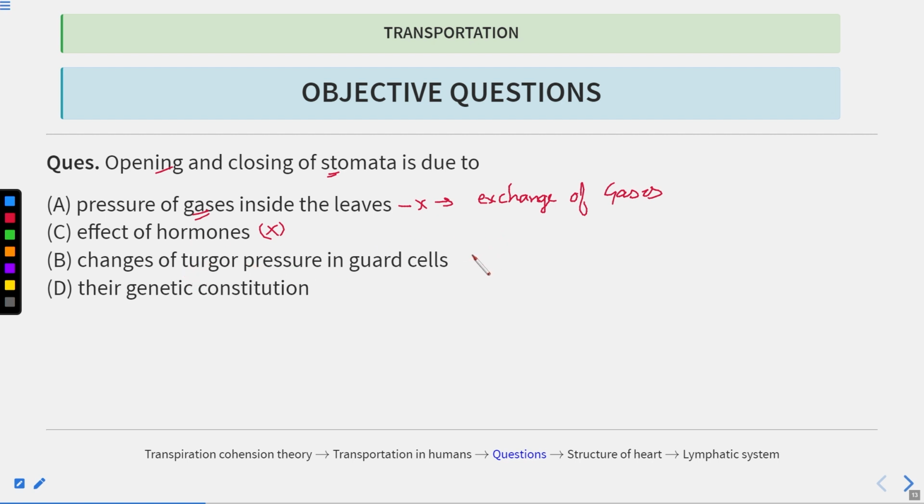So turgor pressure we have already seen. It is due to the entry of the water in the cells. How is turgor pressure developed? Due to the entry of the water inside these cells. So if this is a cell, this is the nucleus. So turgor pressure is outwards towards the wall. Okay. So the pressure applied outwards towards the cell wall, this is known as the turgor pressure.